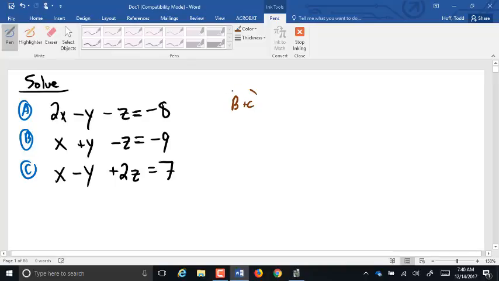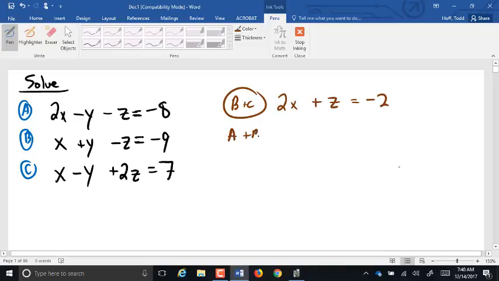B plus C. So if I do B plus C, I've got X and X make 2X, positive Y and negative Y cancel out. Negative Z and positive 2Z, positive 1, 0, just Z. Negative 9 and 7, negative 2. So what equation haven't I used yet?